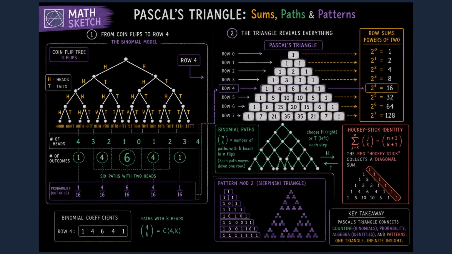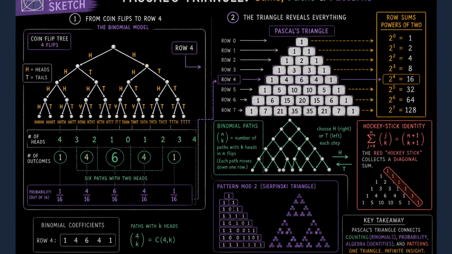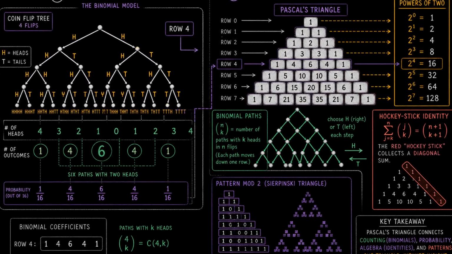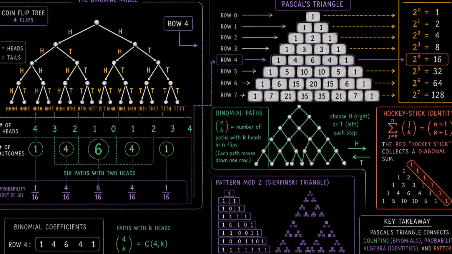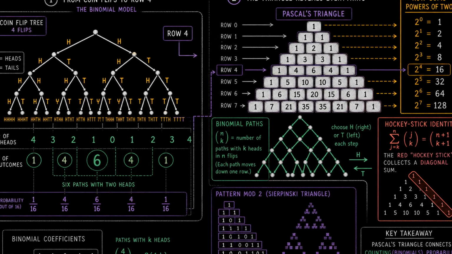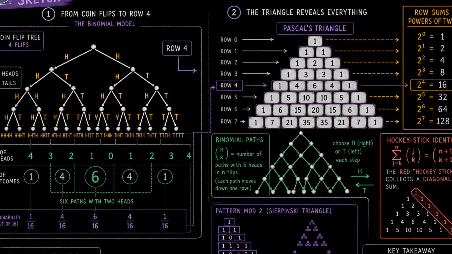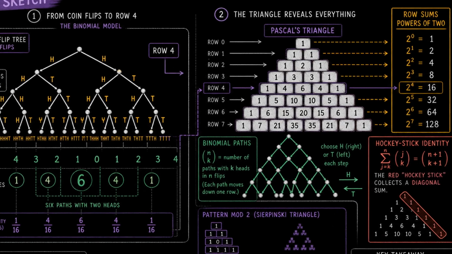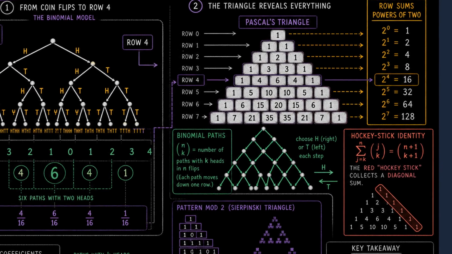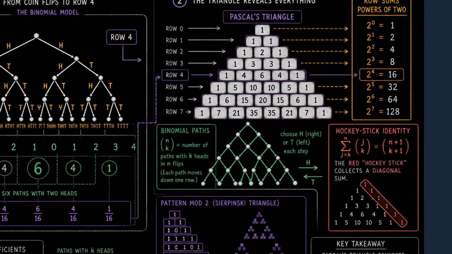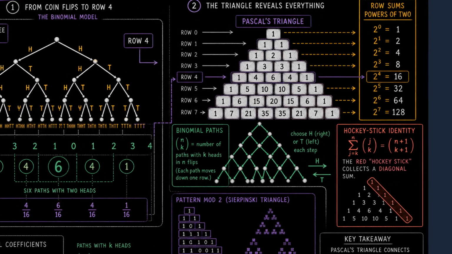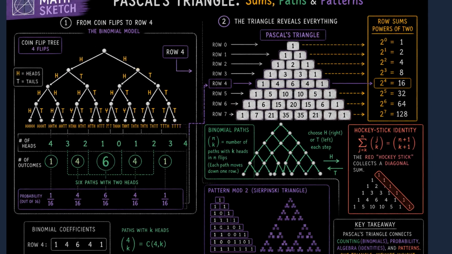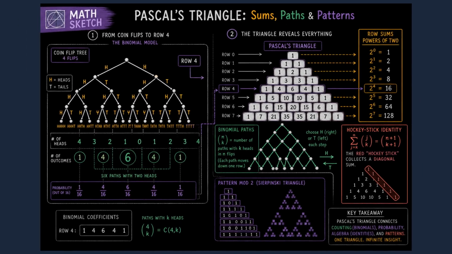Flip a fair coin 4 times. How many outcomes have exactly 2 heads? There are 6, matching the center entry of row 4. Each row lists binomial probabilities for n coin flips. The triangle is a probability cheat sheet. Add the entries in a row and you get 2 to the n total outcomes. Counting and chance share one diagram.